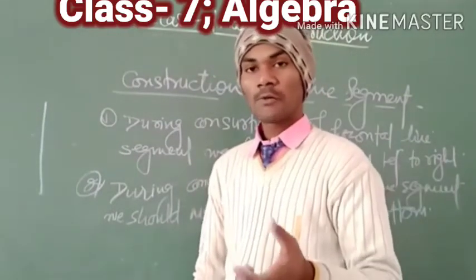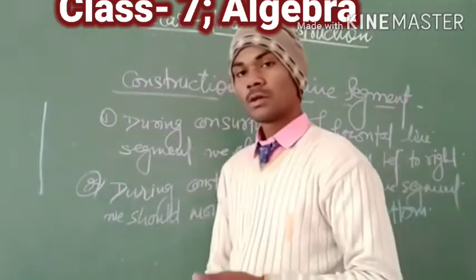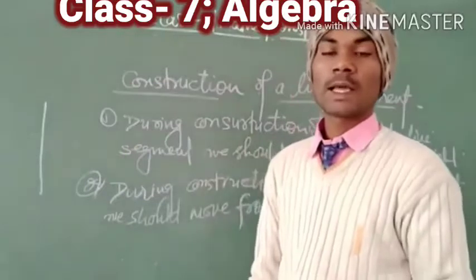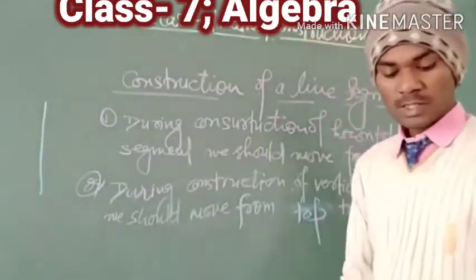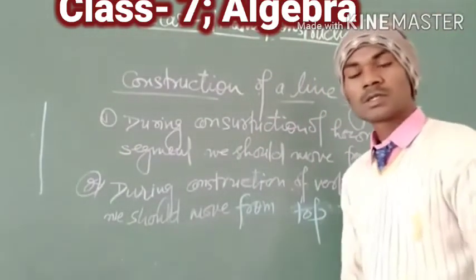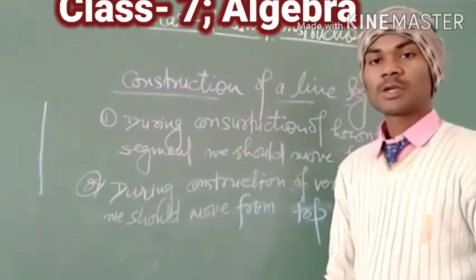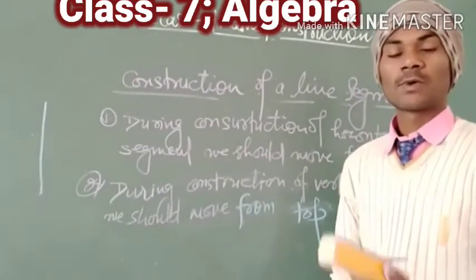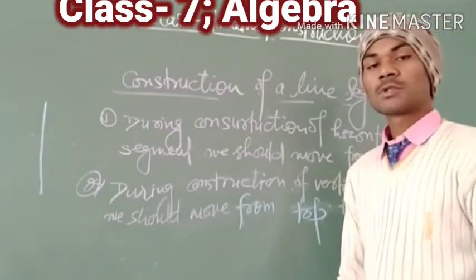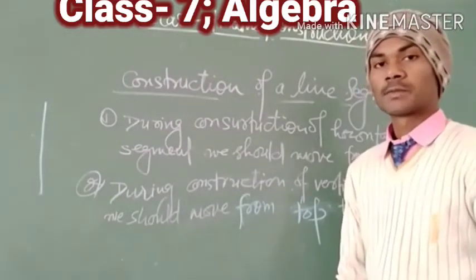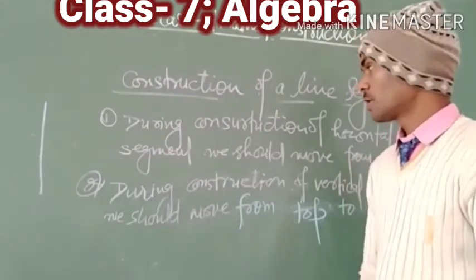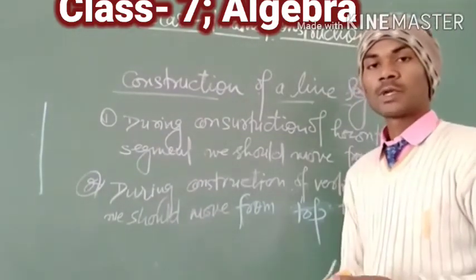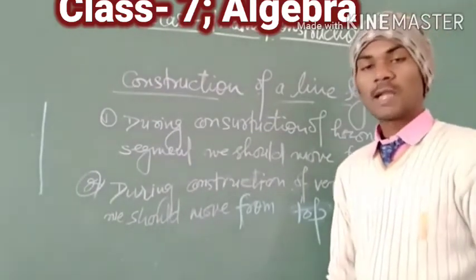Okay, so these are few rules, few precautions during the construction of the line segment, how we start. So during the construction of a horizontal line segment, we must move from left to right. During the construction of a vertical line segment, we have to start from top to bottom. Okay, I hope it is clear. Now let us see what are the ways through which we can draw the line segment.